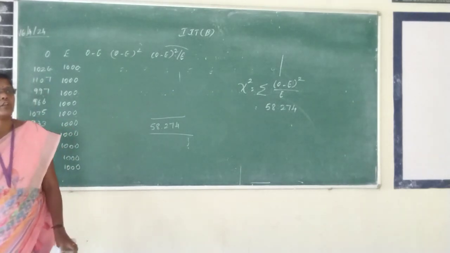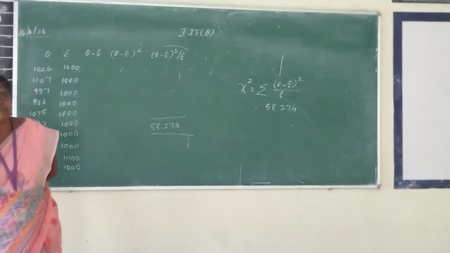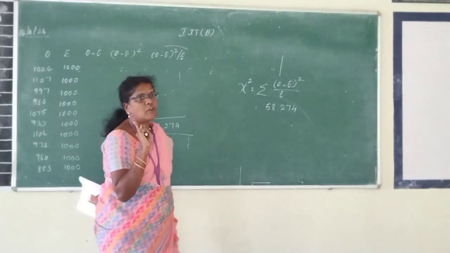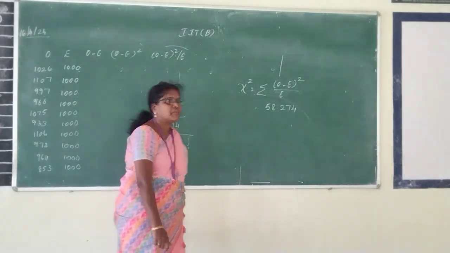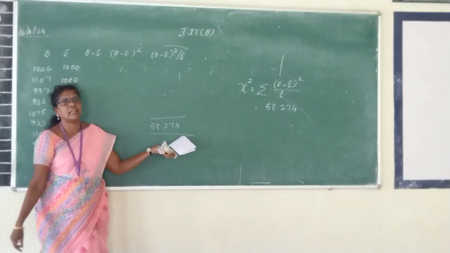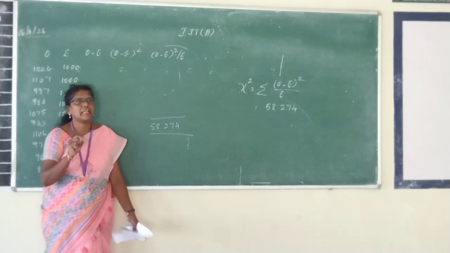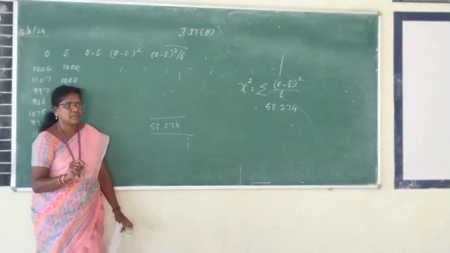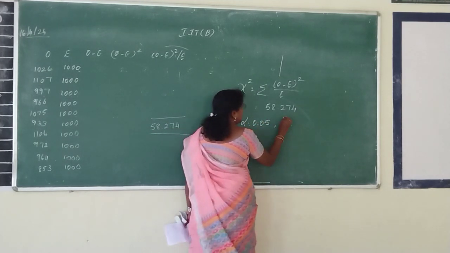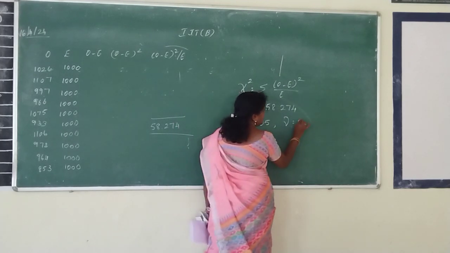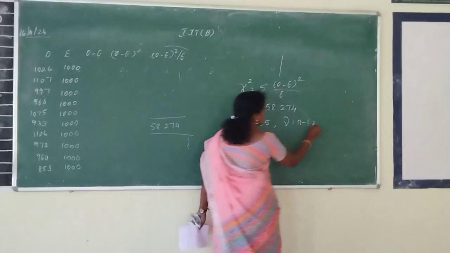To get the table value, what are the things you have to decide? Alpha and degrees of freedom. Is alpha given in the statement? No. So what alpha can you assume? 0.05. Kindly listen to the other steps. Those who didn't get the right answer, go home and recheck your answer. So, let alpha equal 0.05. Degrees of freedom is n minus 1. Total how many data are given? 10. So 10 minus 1 will be 9.